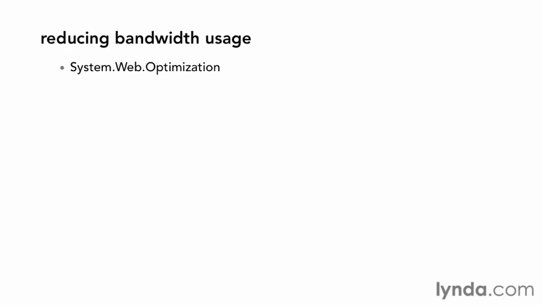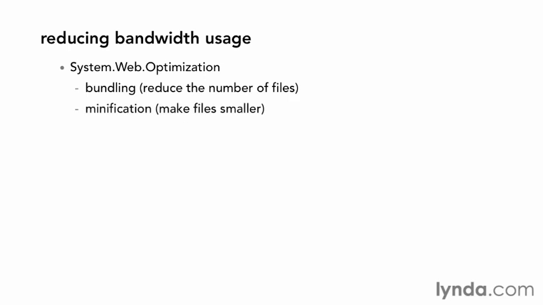system.web.optimization library, which provides utilities that help you reduce the number of files you need to send and make the files that you do send as small as possible. The two techniques it uses to do this are called bundling and minification, respectively. In this chapter, I'll show you how you can apply ASP.NET's bundling and minification tools to your site to make sure that content you are sending across the wire is as optimized as you can make it.